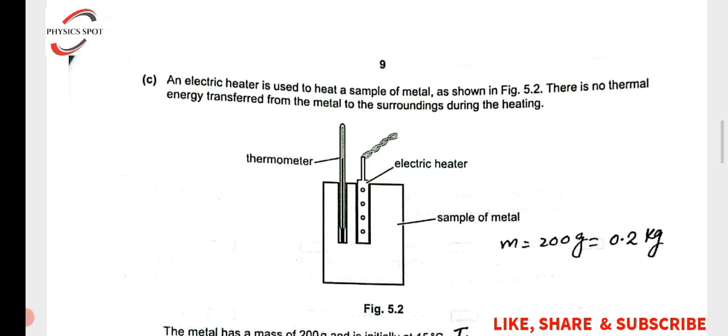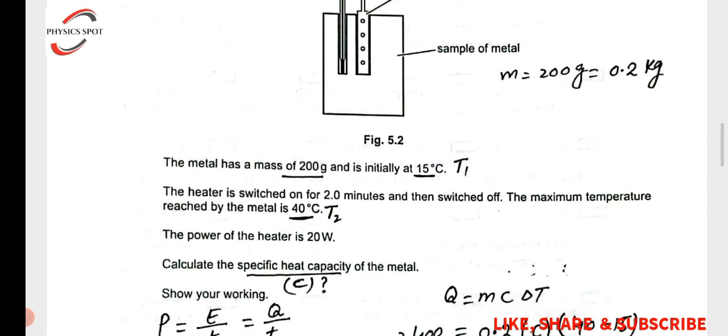See, an electric heater is used to heat the sample of metal as shown in figure 5.2. There is no thermal energy transferred from metal to surrounding during heating. The metal has a mass of 200 gram and is initially at 15 degrees Celsius, T1. The heater is switched on for 2 minutes and then switched off. The maximum temperature reached by the metal is 40 degrees Celsius. T1 is the initial temperature and T2 is the final temperature.